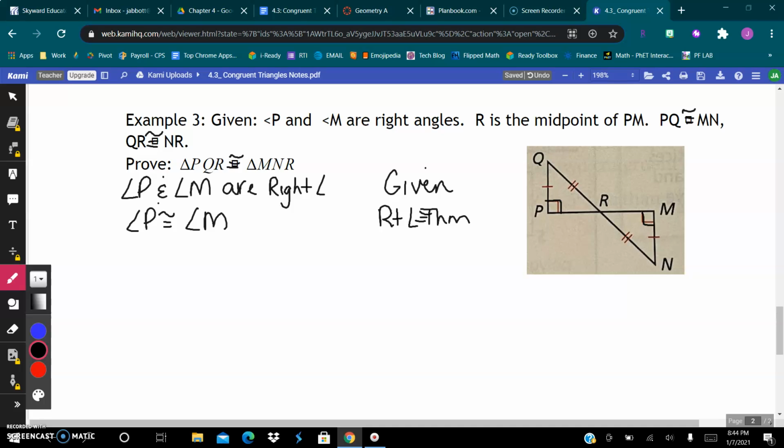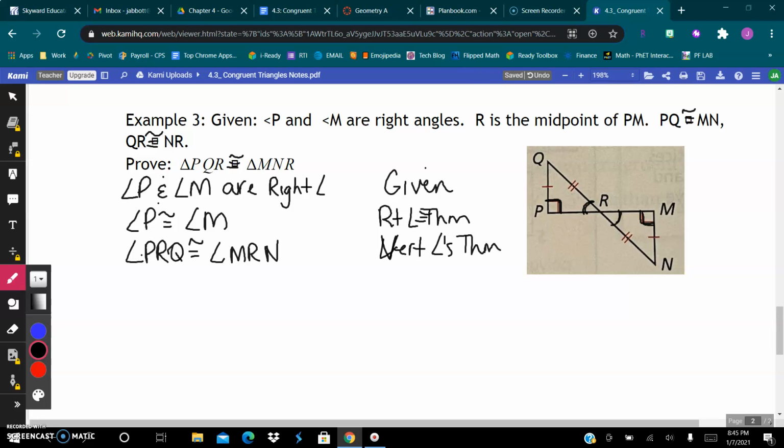And then angle PRQ, so this angle here and this angle are congruent because they're vertical angles. They're across that point from each other. So angle PRQ is congruent to angle MRN, and that's the vertical angles theorem. And if we prove that, now we have proved that this angle and this angle are congruent, and this angle and this angle are congruent.